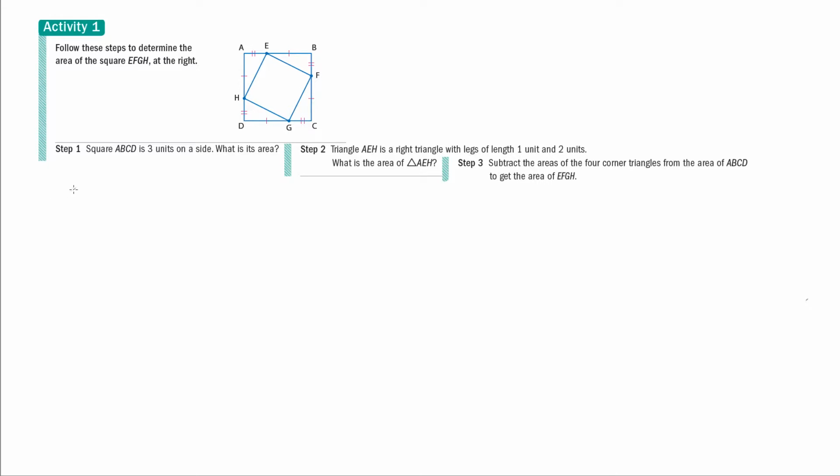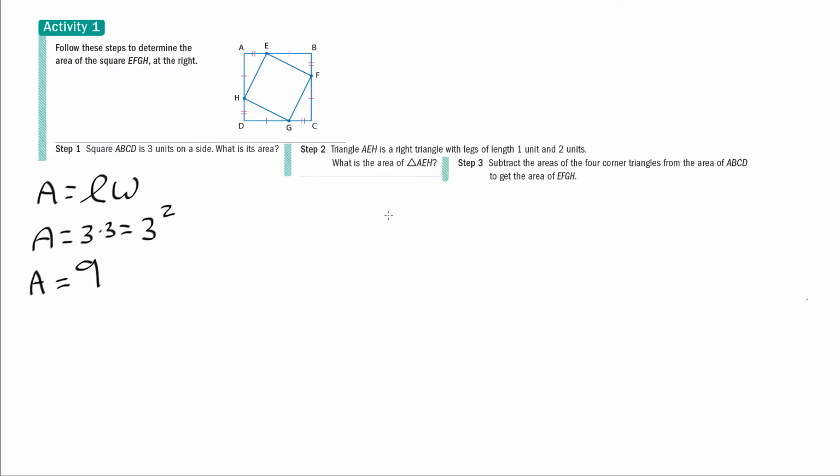The area of a square is length times width. It's a square, so all sides are the same. So area equals 3 times 3, which is 3 squared. So the area of ABCD equals 9.